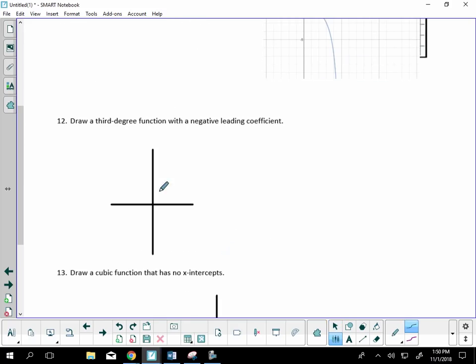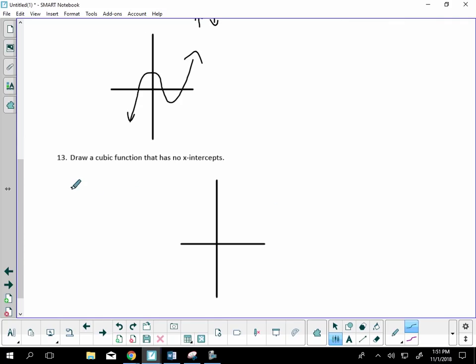Here, we want to draw a third-degree function with a negative leading coefficient. That means that you're going to have two turning points. My negative leading coefficient means I'm going to start up and end down, and two turning points, three zeros. Here, it's impossible to do. Because no matter what, even if you draw it like that, with those arrows, it's still going to be crossing through the x-intercept at some point. So it's impossible to draw a cubic function that doesn't have any x-intercepts.